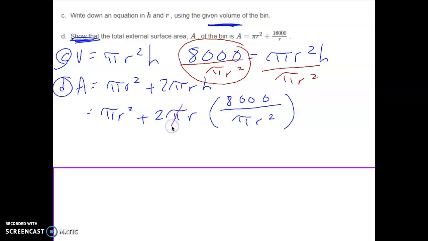I see that I have a pi that will cancel out, and I have one r here and I have r squared right here. So if I cancel out one of those r's, I'll just be left with r to the first. All right, so let's see what this does for us. Now I have pi r squared plus, 2 times 8,000, that's 16,000. And in the denominator, I just have r.